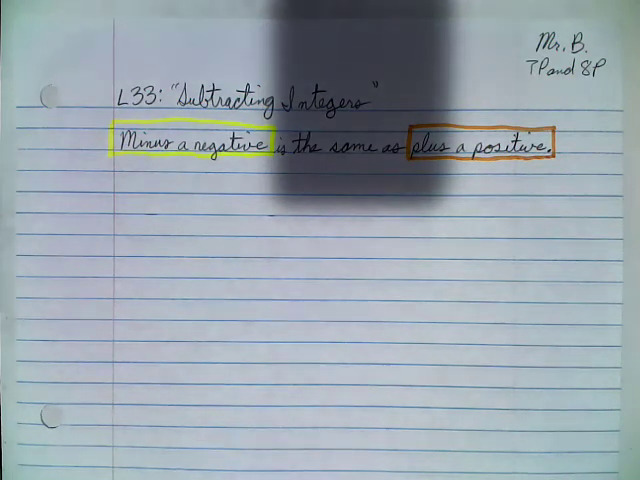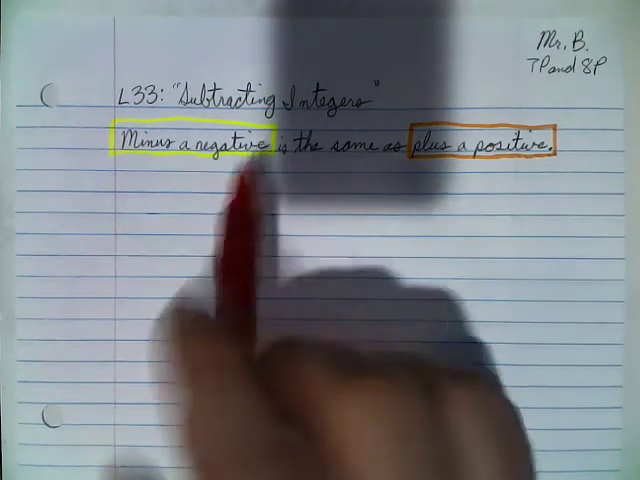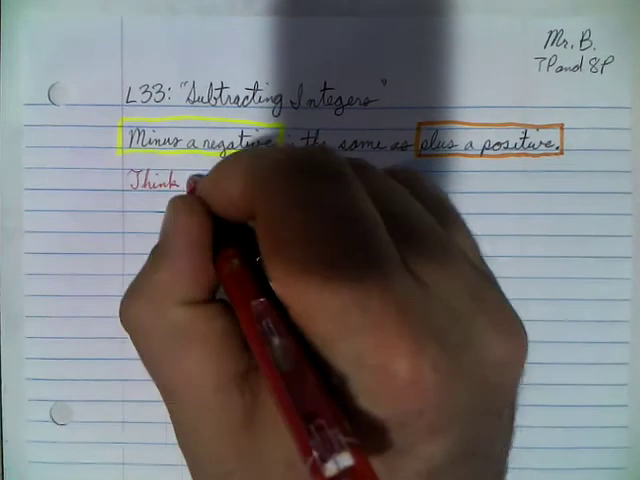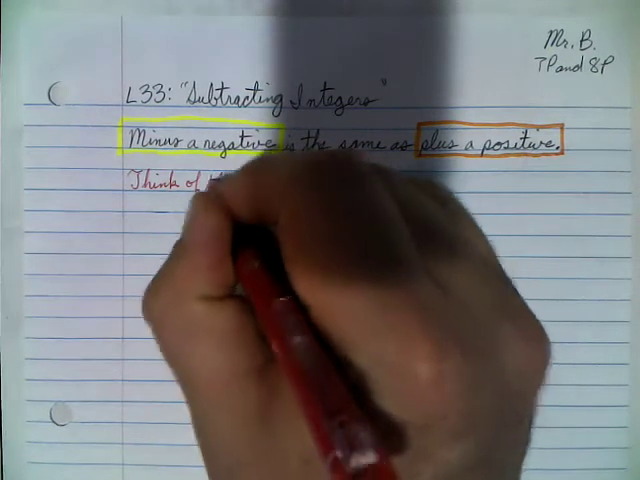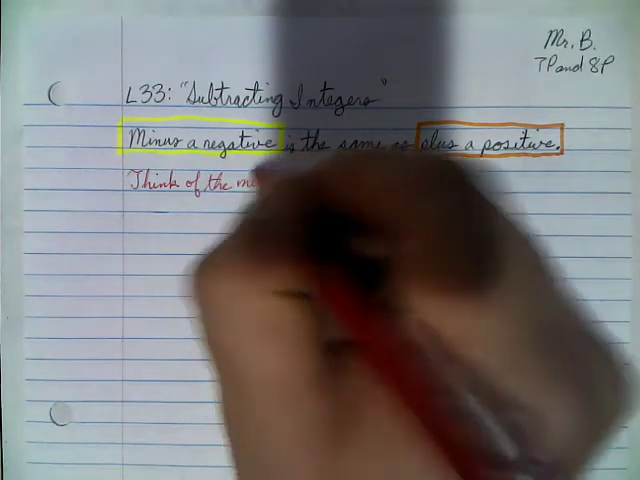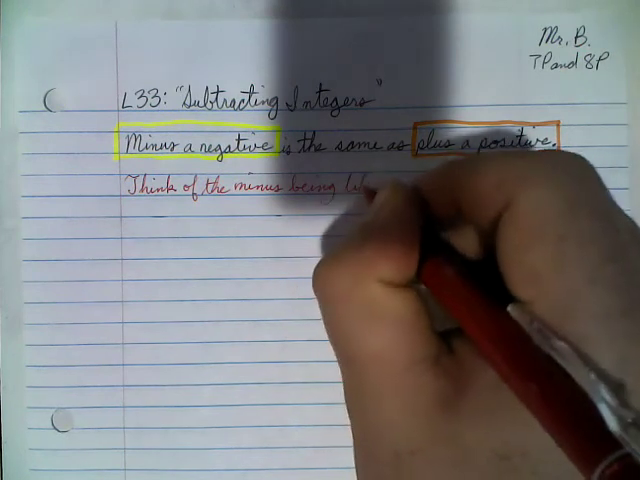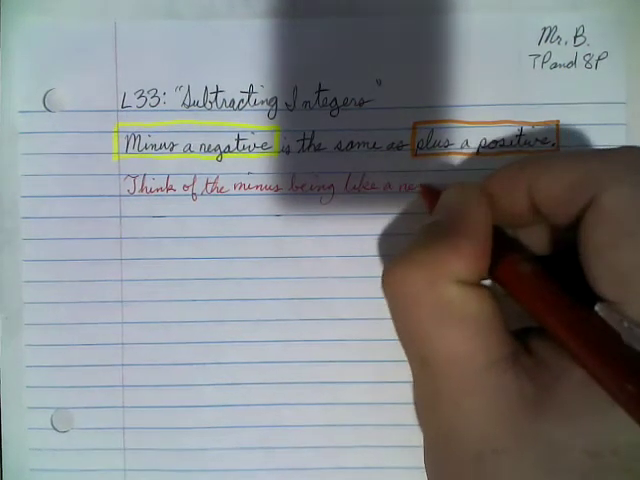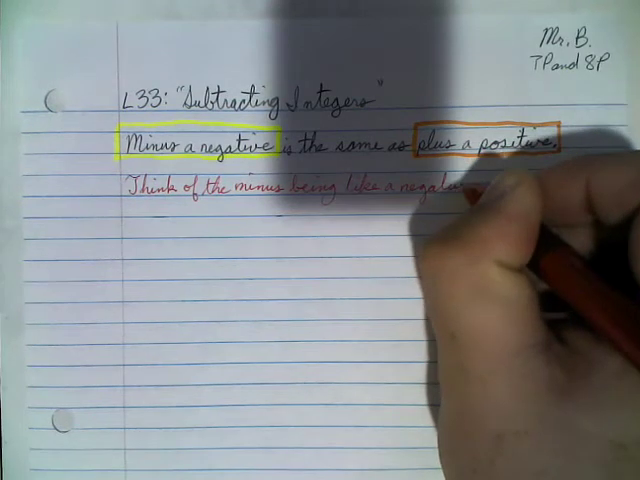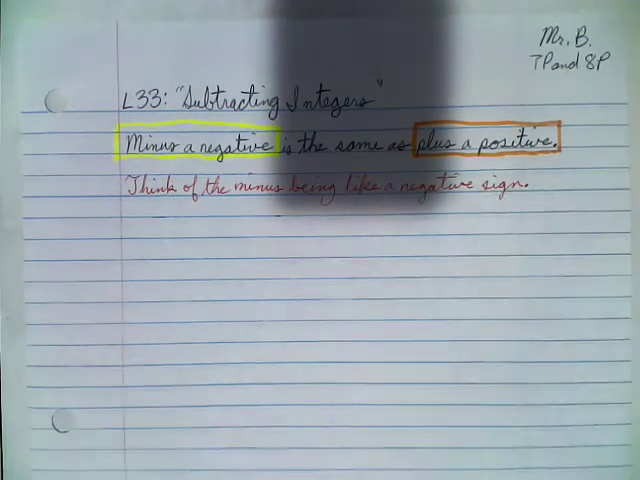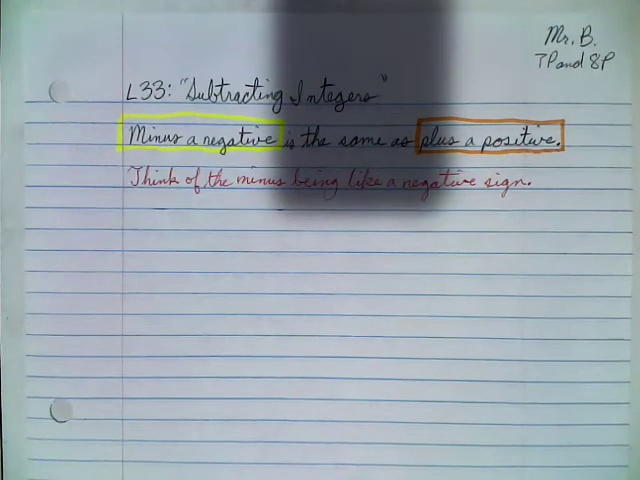So in any other circumstance, if we've got minus a positive, we are instead going to think of the minus being like a negative sign. So if you just saw a minus 2, you'd think of that being like negative 2. If you saw a minus 7, you'd think of that as being like minus or negative 7.